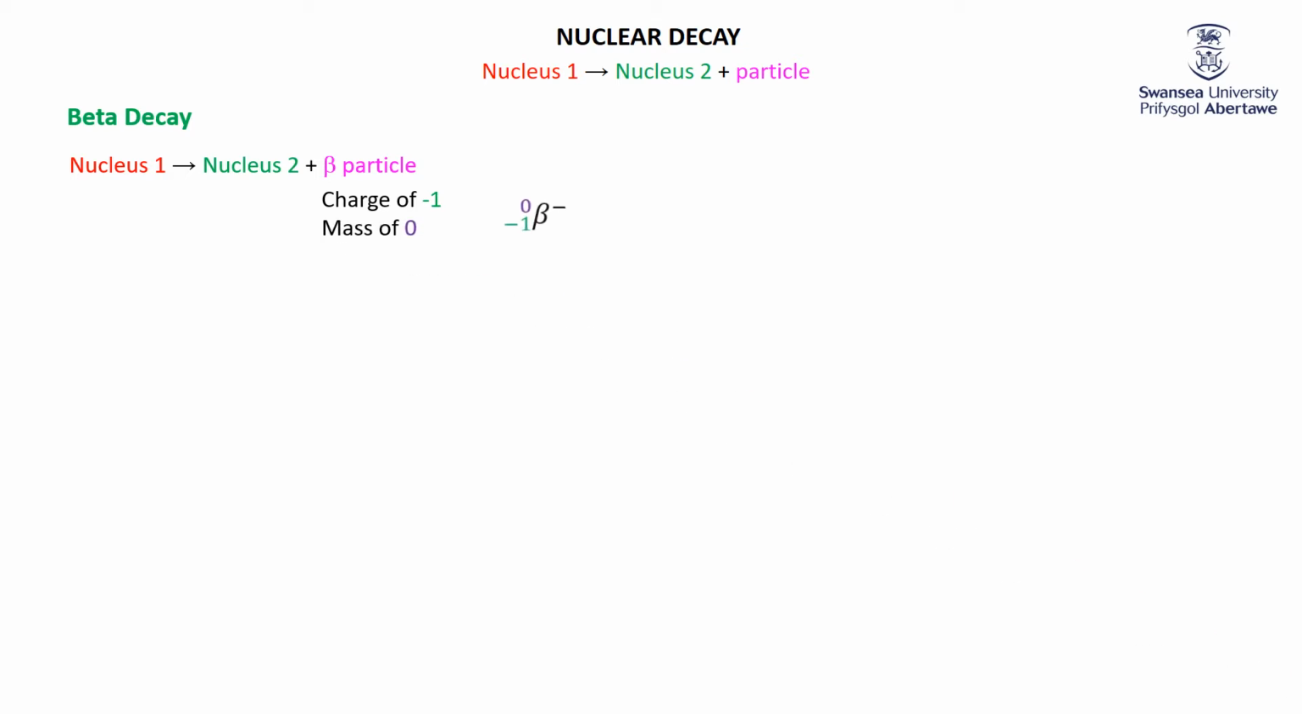Well, wait a minute, you said. That's an electron. And indeed it is. But in nuclear chemistry, we eschew mention of electrons. It is a beta particle. Now, balance an equation for this.